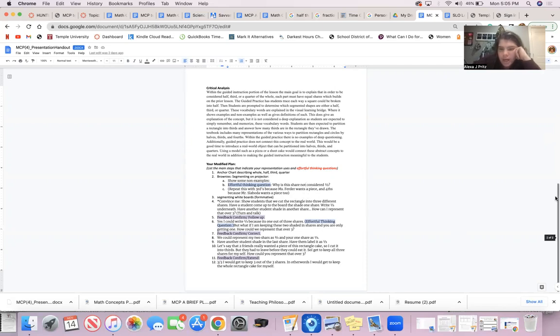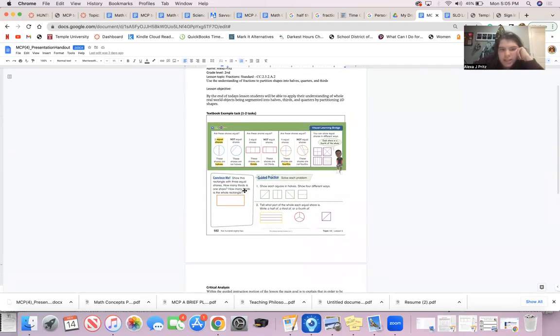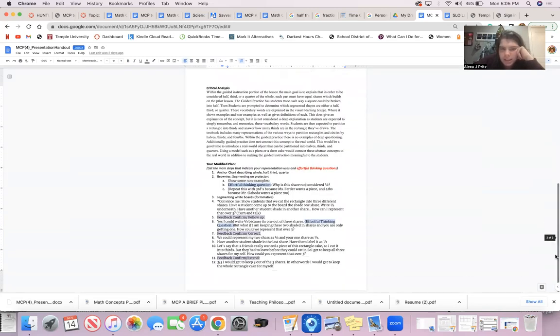And then from there, if you look at this convince me, show this rectangle has 3 equal shares, how many thirds are in one share, how many thirds are in the whole rectangle. I thought we could make that a more effortful thinking question. So this is how I did that.